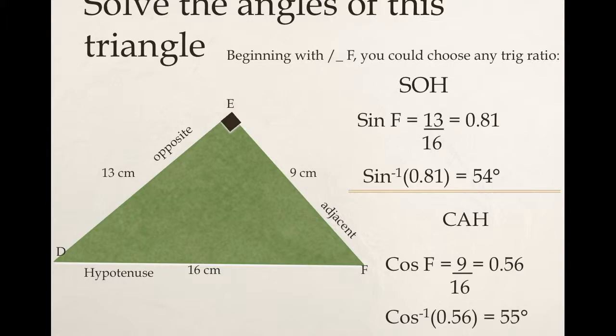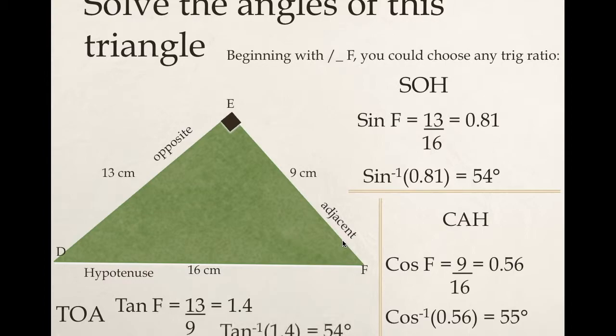And finally, again, you can use any one of these. If we use TOA, or tan, opposite over adjacent would give us 13 over 9, which is 1.4, and if we do the arctan of 1.4, we get 54 degrees. So right now, just looking at it, we'll recap in a sec. We have sine gives us 54 degrees, cosine gives us 55 degrees, and tan gives us 54 degrees.